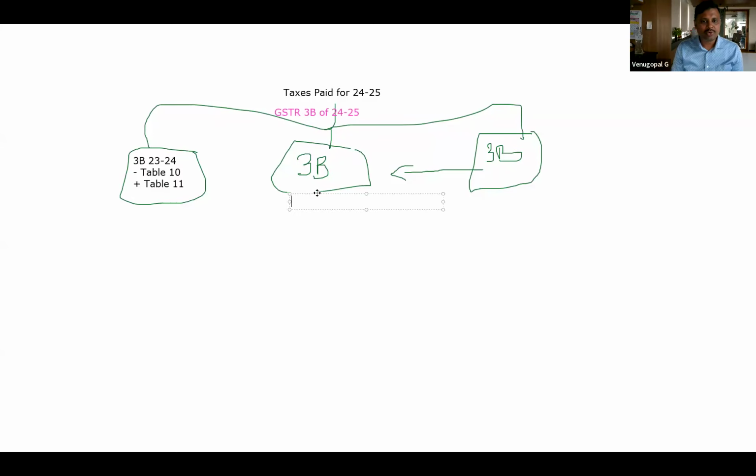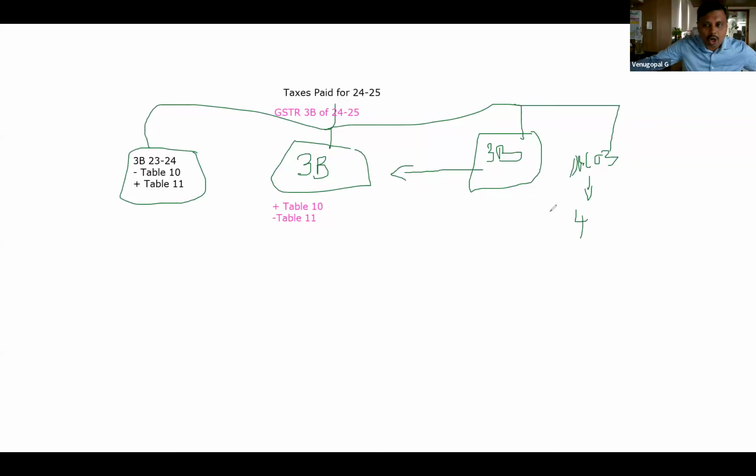That means if you have paid for the current year, you paid in next year, then you will be adding it to table 10. You will be reducing from table 11, you paid extra and it is sitting there. Okay. Then on top of it, if you have paid using DRC03, you will be writing this in table 4.